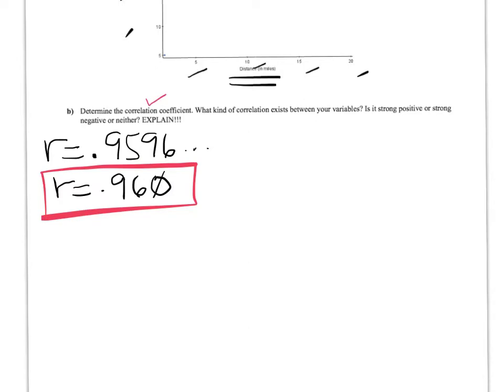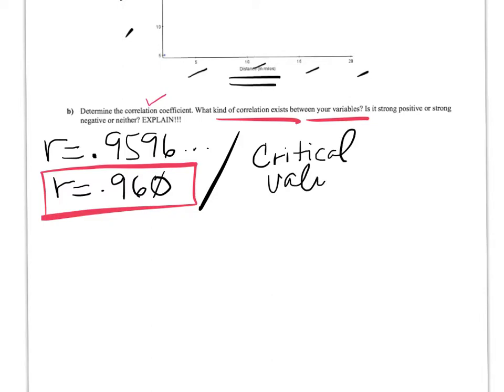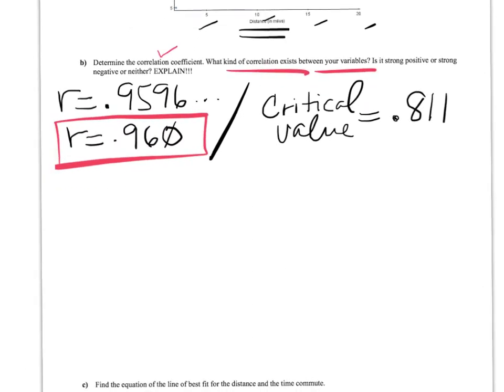Now, we also ask you to see if there's a correlation between the variables. And we're going to determine this by looking at our critical value. Remember, the critical value is found by looking at your table. In this case, if we do that, we get a critical value of 0.811.